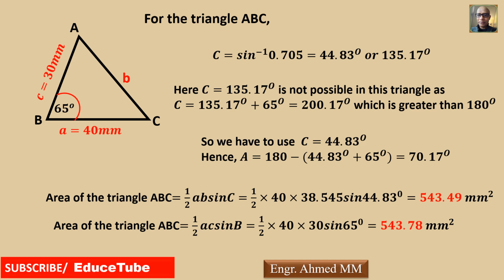So we understood how to find the area of a right angle triangle. Also, in the last two examples we saw how to find the area of triangles which are not right angle triangles.